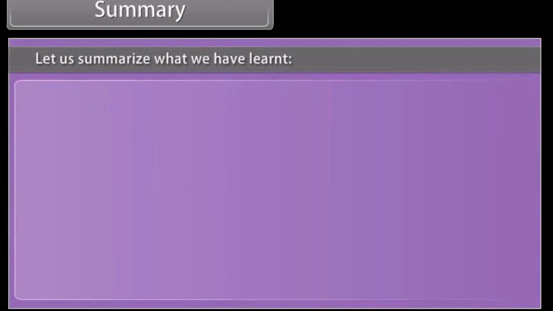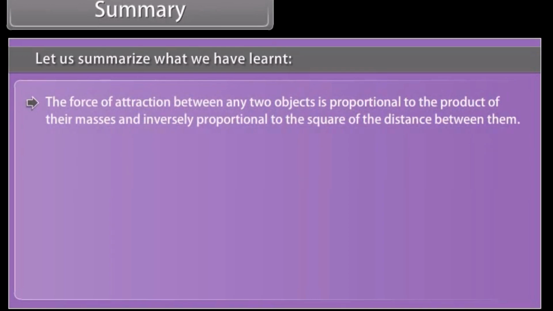Summary. Let us summarize what we have learned. The force of attraction between any two objects is proportional to the product of their masses and inversely proportional to the square of the distance between them. Gravitation is a weak force unless large masses are involved.